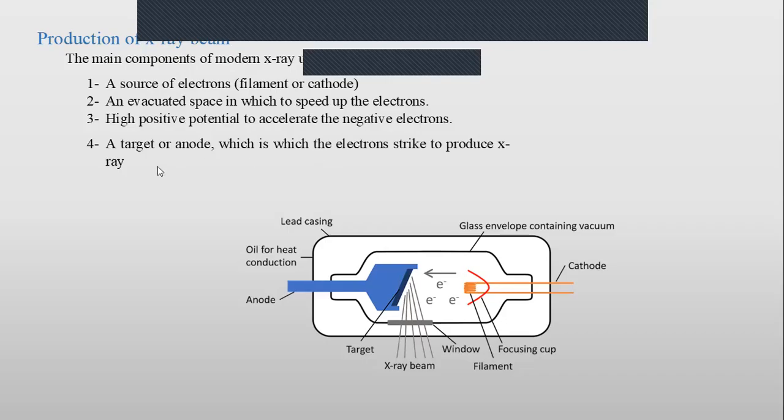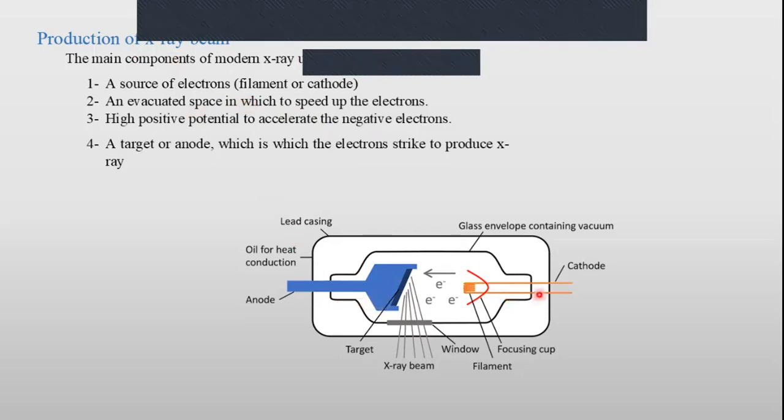Now we'll come to the second part of the lecture, which is how to produce the X-ray beam. First of all, the main component of the modern X-ray beam will be an anode. This is the anode, and this is the cathode, which is the source of electrons. The electrons will travel from this side to this side.